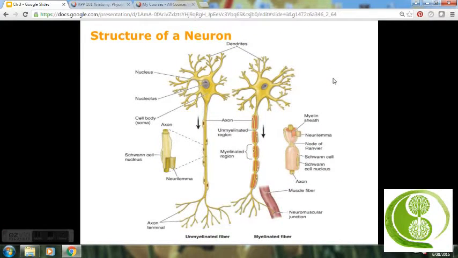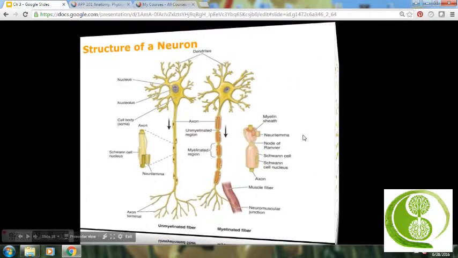Okay, so then just a recap. This is your cell body, your dendrites, the axon, and the axon terminals. And your axon can be covered with the myelinated sheath, or it cannot be. It doesn't have to be. It's just a matter of whether or not the Schwann cells wrap around it to create that myelin sheath or not.